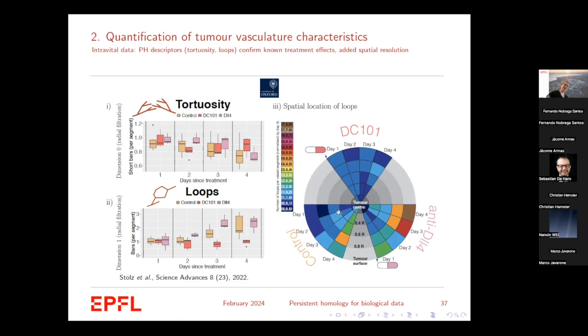And you can see, in the controls, we have kind of stable conditions on the outside initially, but then over time, you get more and more loops in all the layers. In DC101, which makes the vascular network look more normal, the loops are kind of stable throughout the different layers. And in anti-DLL4, which makes the vascular network more abnormal, you have this very big increase in the number of loops in the outer layers of the tumor.